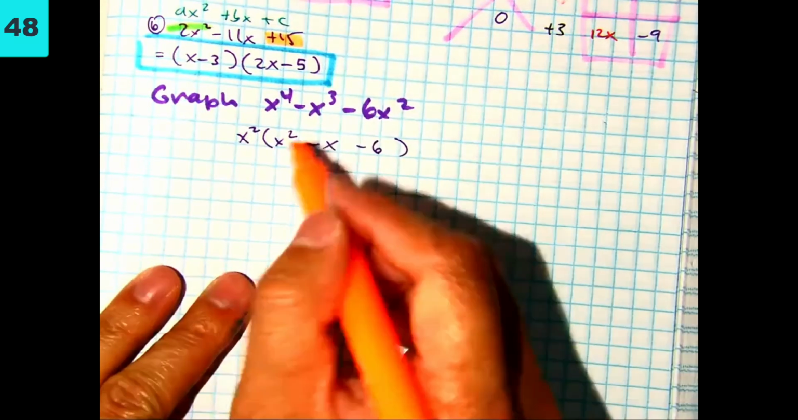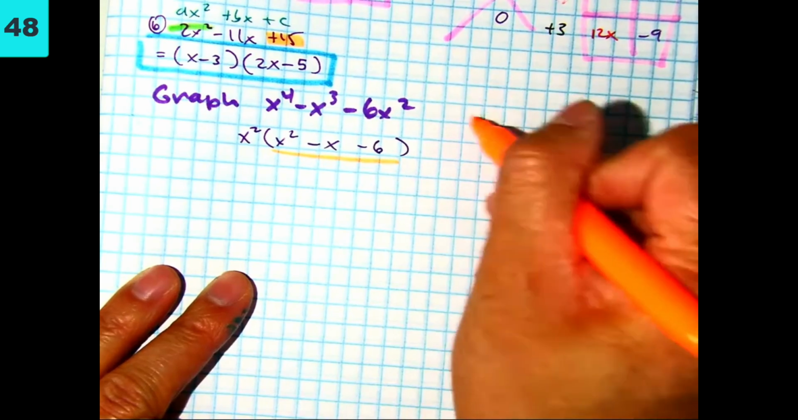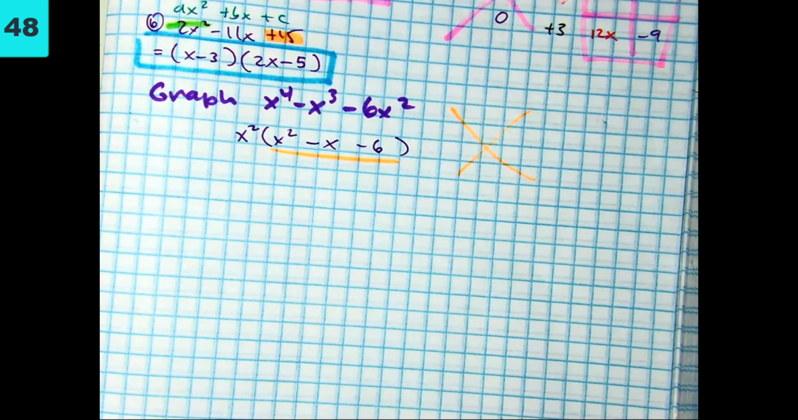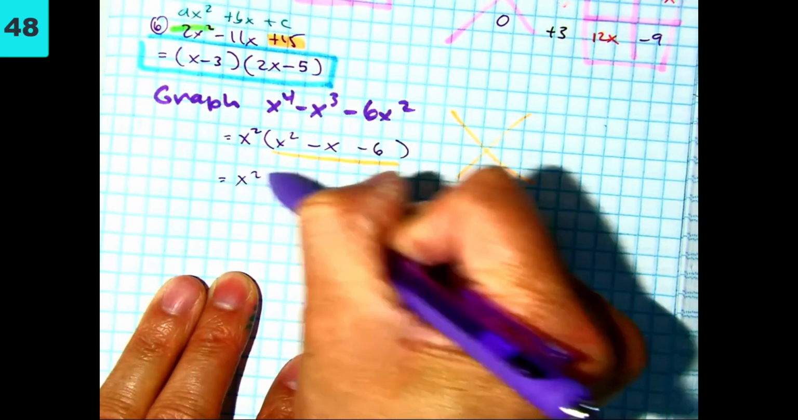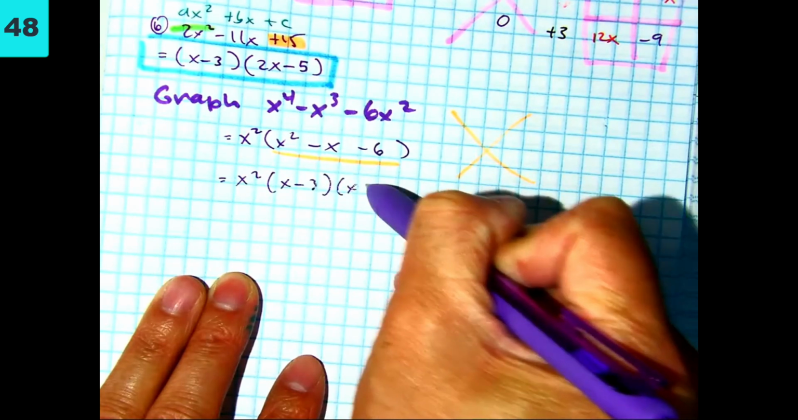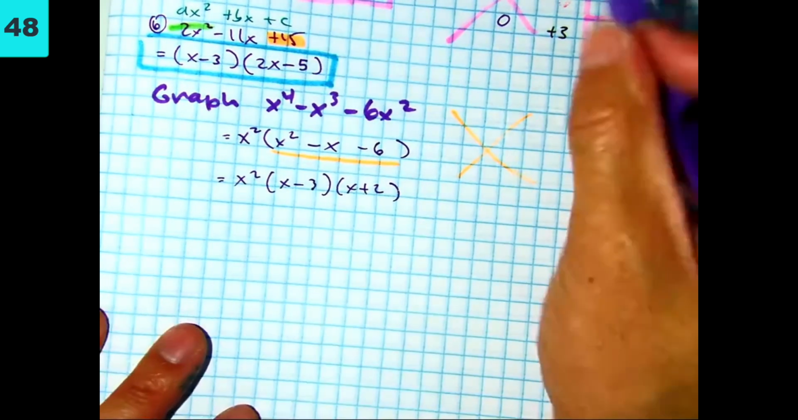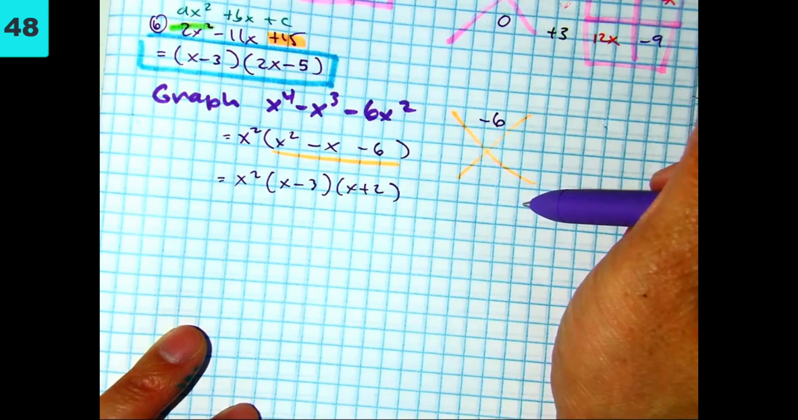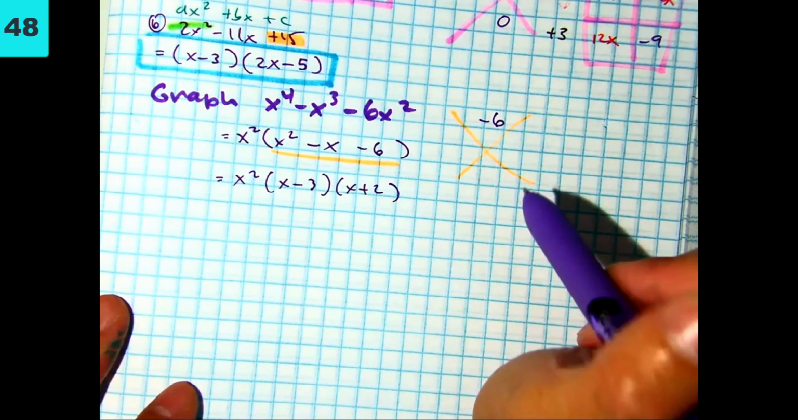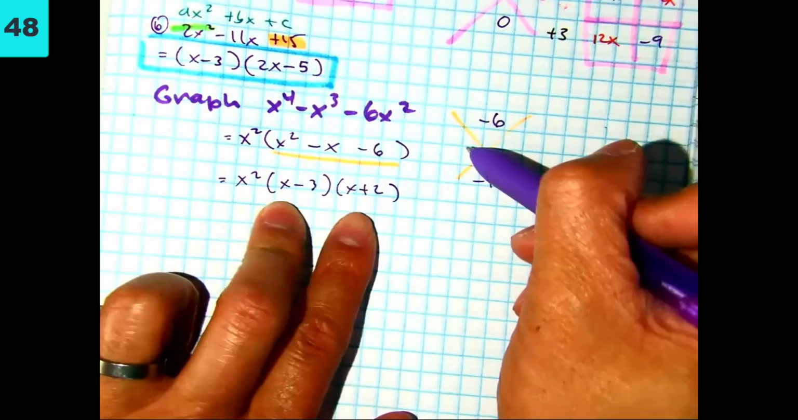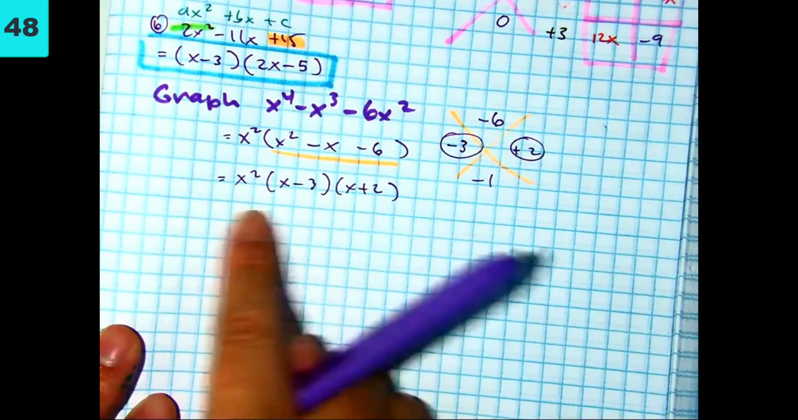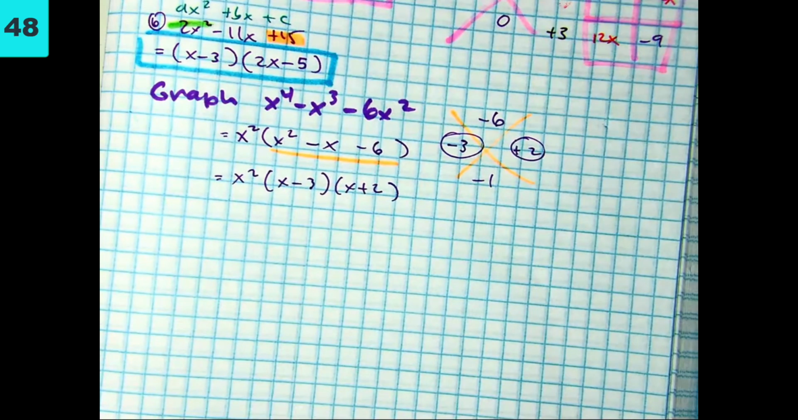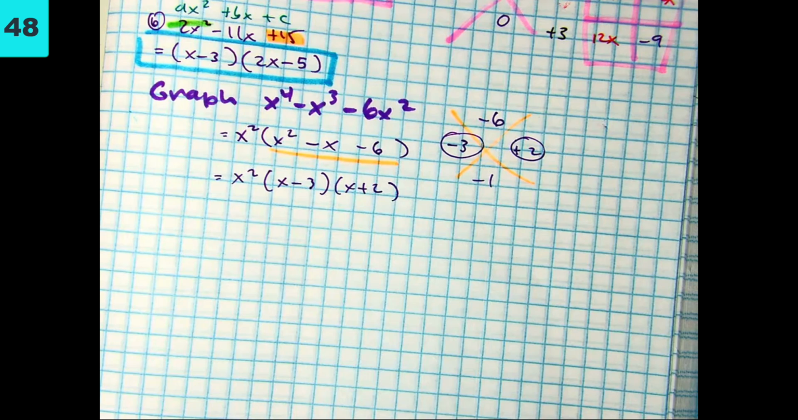Vincent, if I factor this one, what does that become? So I have -6. -1, so those two numbers are -3 and +2. Class, is this factored? Yes, it is. Pamela, what should I do next?